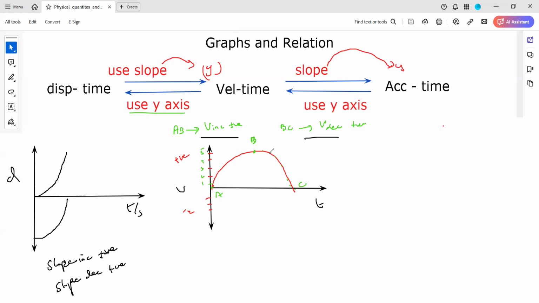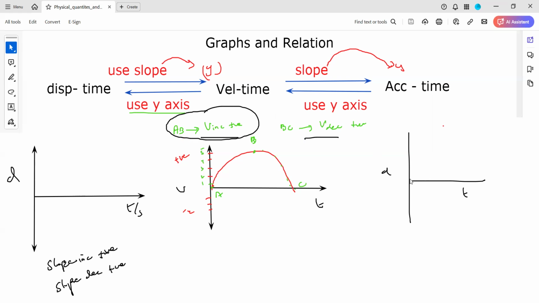Then from B to C, the velocity is decreasing. The slope should decrease, but it should have a positive value, and the two graphs should be a continuation. I will use this space to explain the idea. For the displacement time graph, I need the velocity to increase. I want the slope to increase and be positive. This is one possibility, and this is a second possibility, where the slope is increasing and positive. So it can start AB like this, or it can start AB like this. Is it clear till this point? Sir, what's the difference between these two graphs? They're both positive.